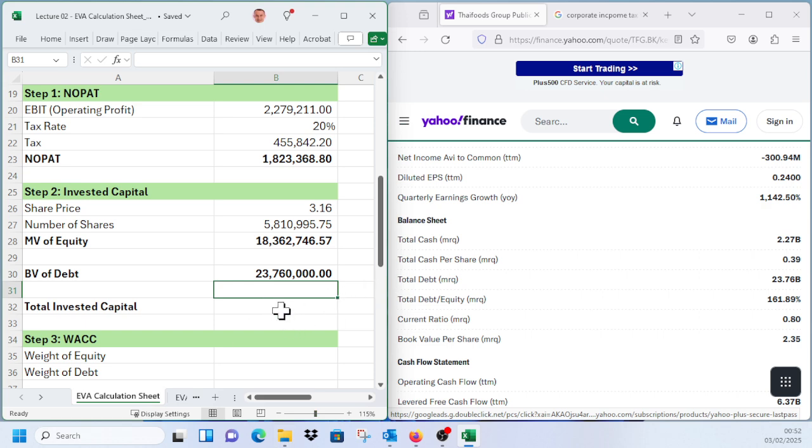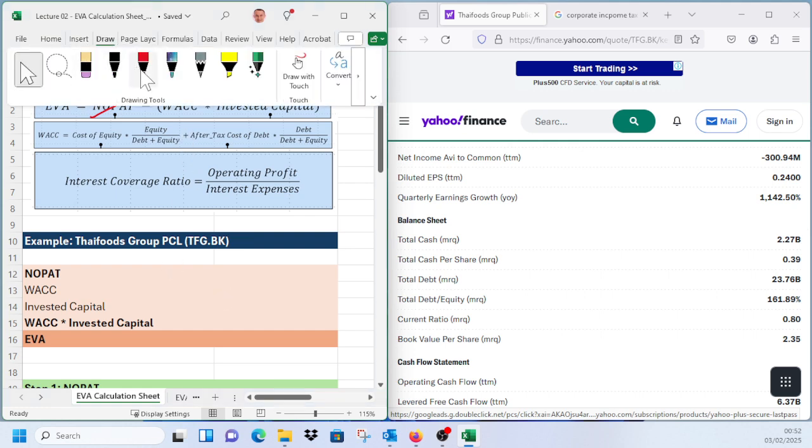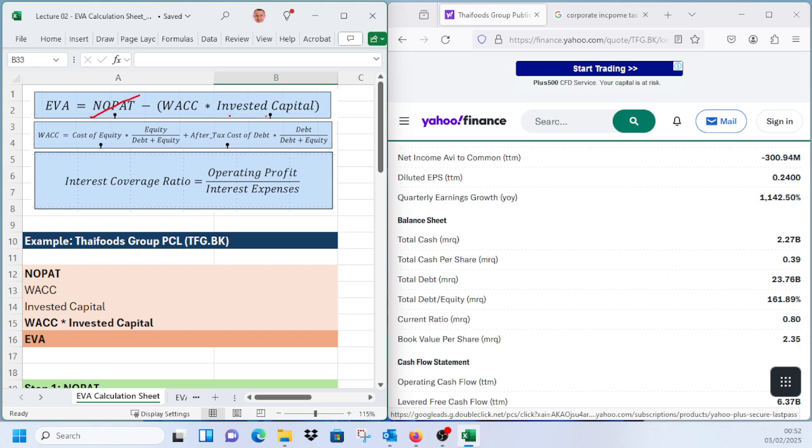And now we can calculate the total invested capital, which is simply the sum of the market value of equity and the debt. So we add those two numbers up, plus this, and we get to a total invested capital in Thai Foods Group of about 42 billion Thai baht. So now we have calculated and completed the invested capital. So most of the numbers we already have.